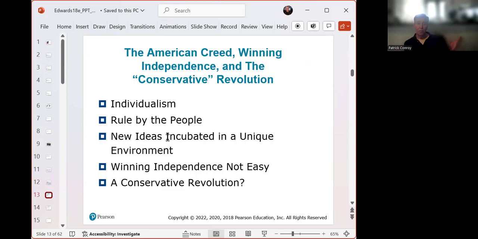Now, there's a lot of debate whether the Declaration of Independence was radical or conservative. It did advocate individualism ruled by the people, said they had new ideas incubated in a unique environment. Winning independence was not easy. And was this a conservative revolution or a liberal revolution? And we'll get into that more in a minute.